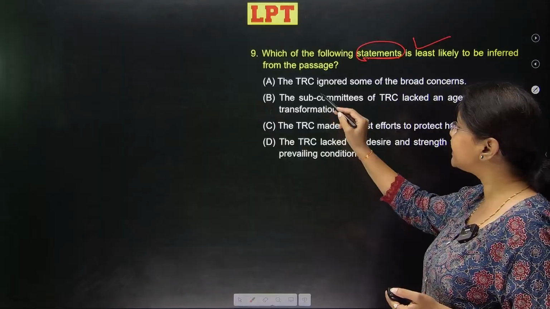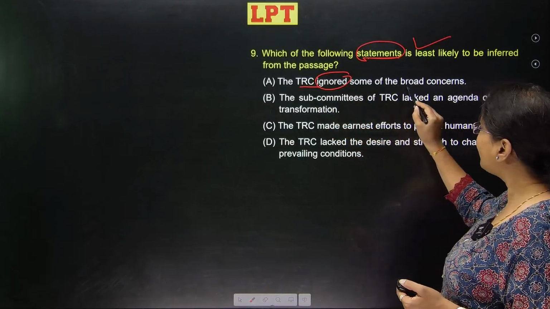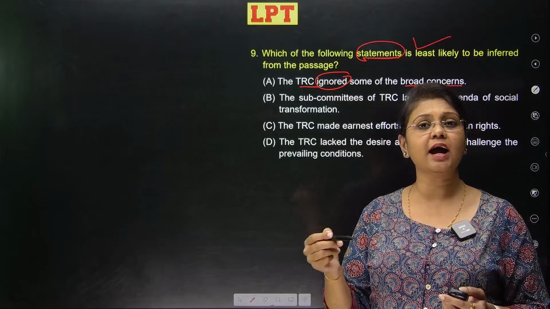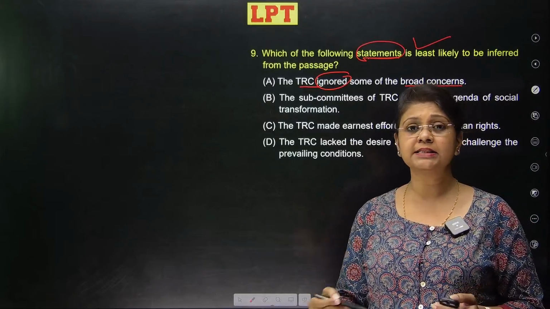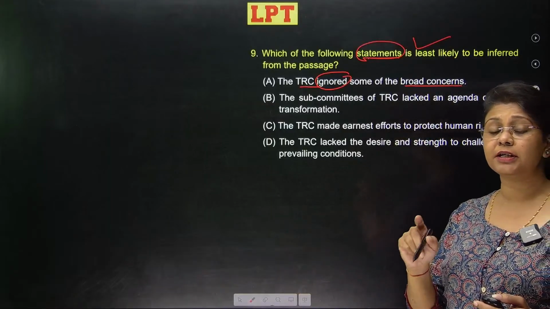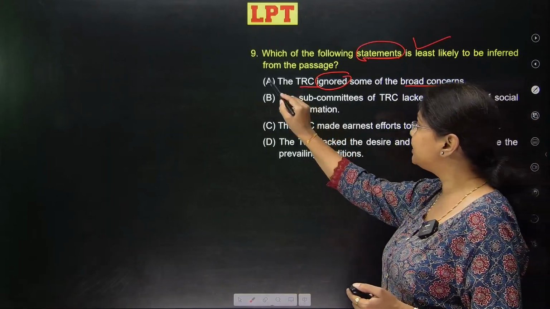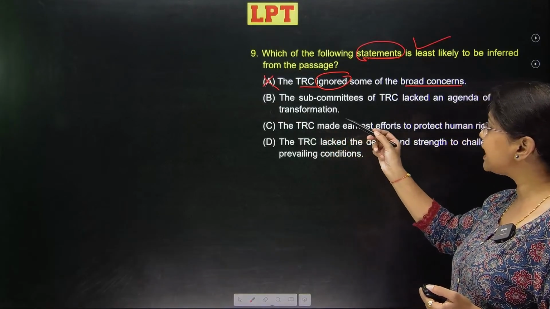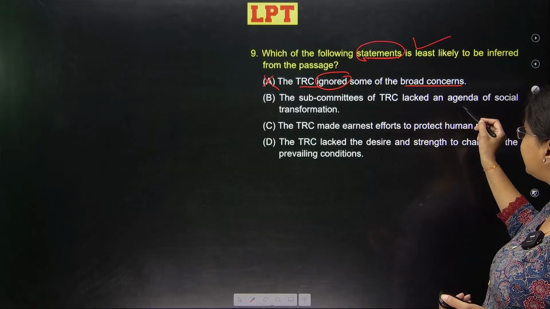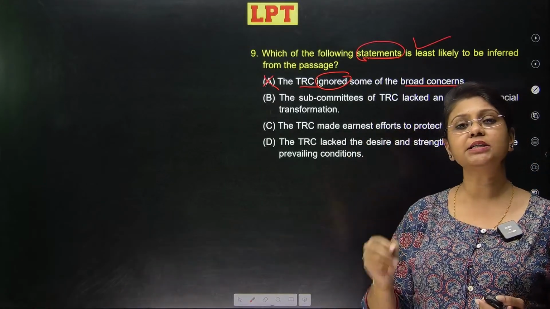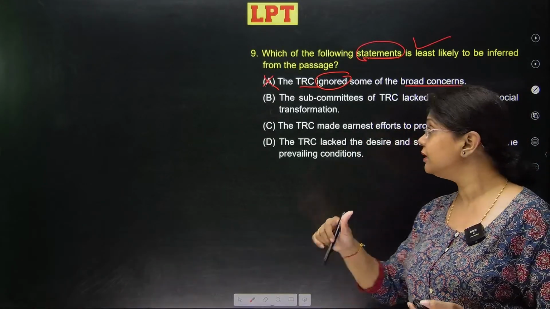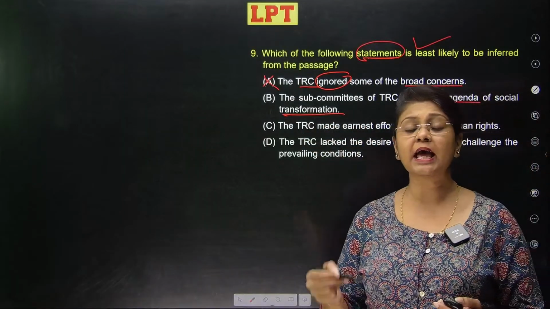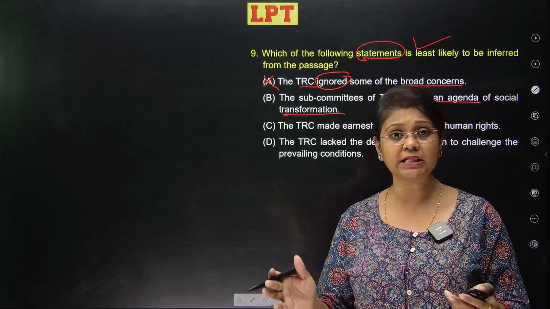Let's look at the first one. It says that TRC ignored some of the broad concerns. In the beginning of the passage, the author has clearly stated that the TRC ignored the broader concerns that it was looking for. So this can be inferred from the passage. So this cannot be the answer because it can be understood from the passage here. Then the second one says the subcommittees of TRC lacked an agenda of social transformation. If you look at the first half of the paragraphs, it has been talked about that it lacked an agenda of social transformation. So even this can be inferred from the passage.